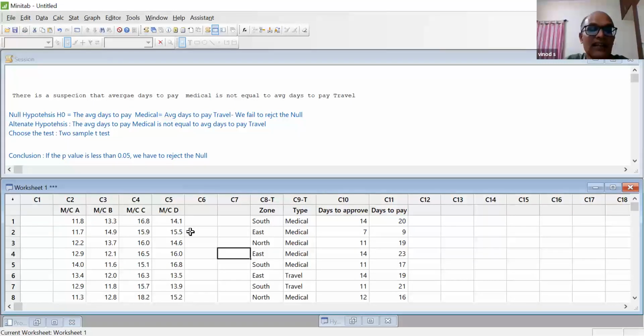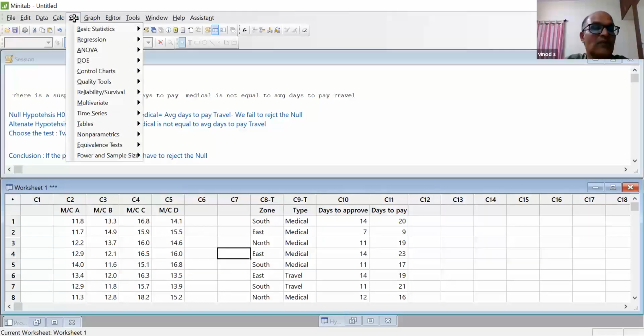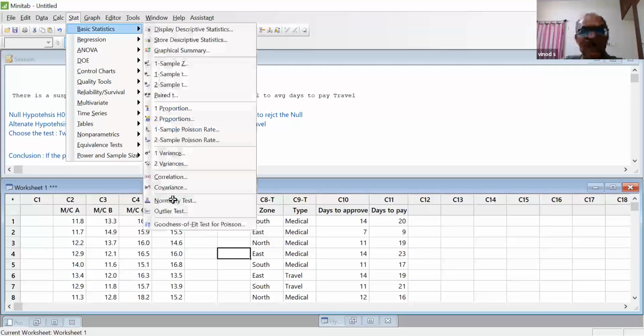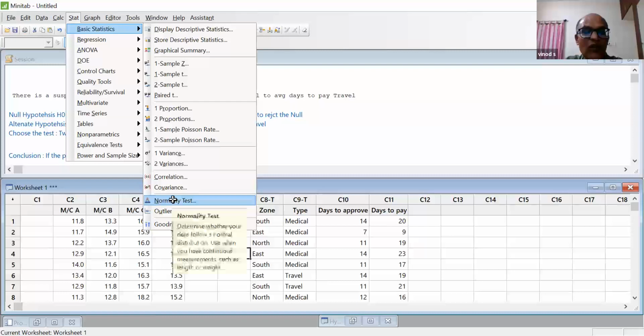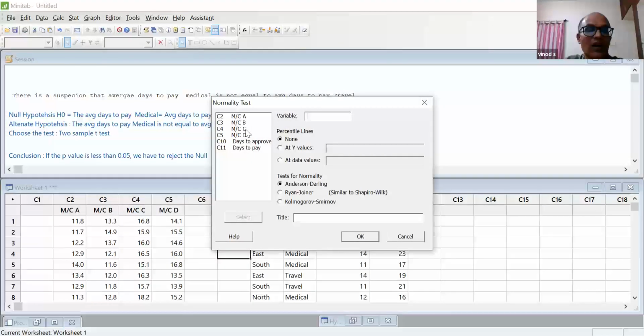For that there is a test available. Stat, basic statistics, there is a normality test you can see here. It determines whether your data follow a normal distribution, for a continuous measurement such as length, weight, all those things. So we'll do the normality test for one machine. Tell me any one or two machines, which machine we want to test? We have to do all of them, but because of lack of time, I'll show you one or two, right? Which machine? Your choice.